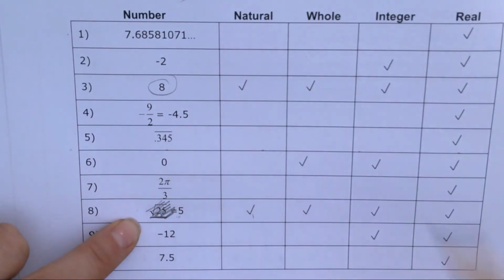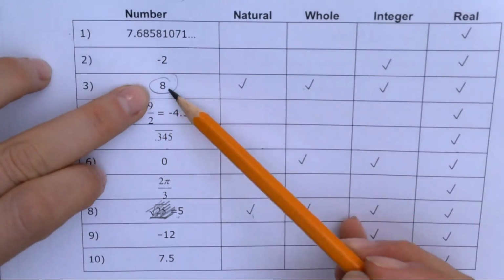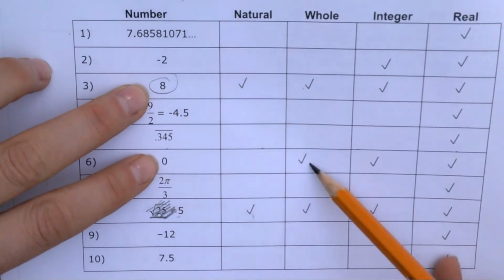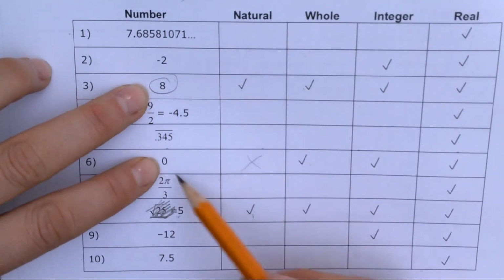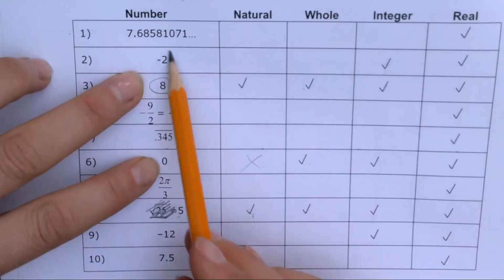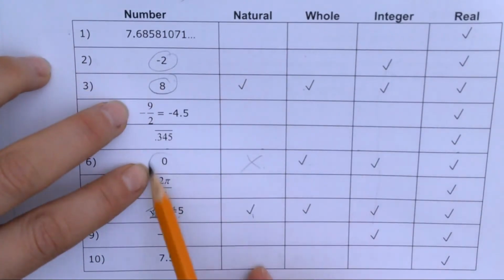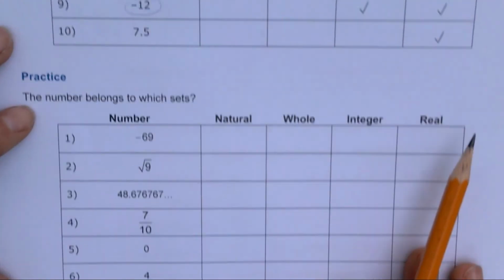So you can see this is a whole number also because it's positive. This one is only a whole number. It's not a natural number because we don't teach children 0 right away. Okay, integers, they're positive, negative, 0. Okay, so let's go down and do the examples.